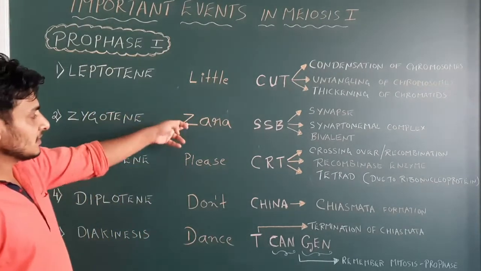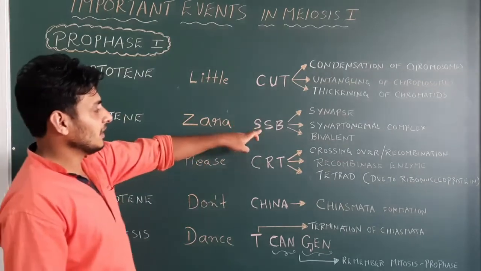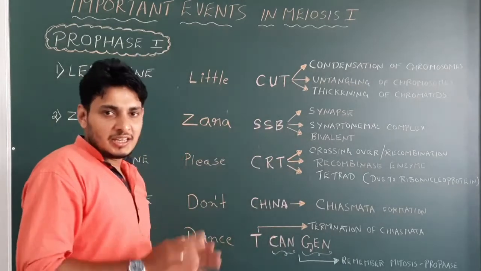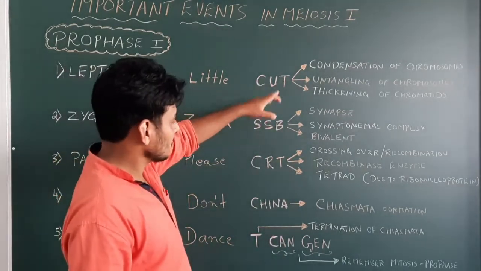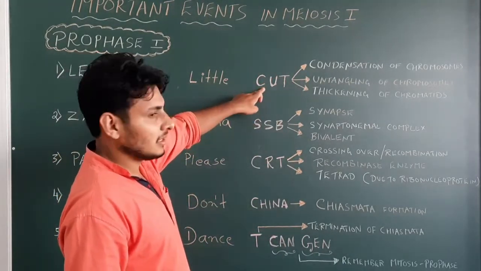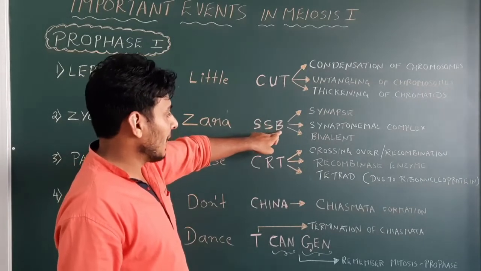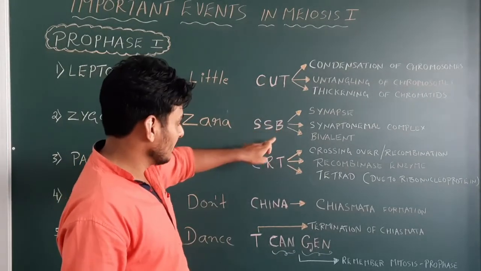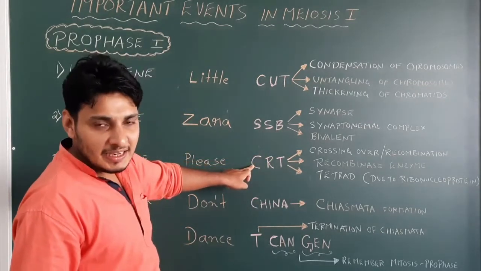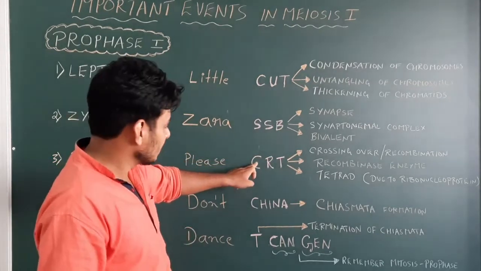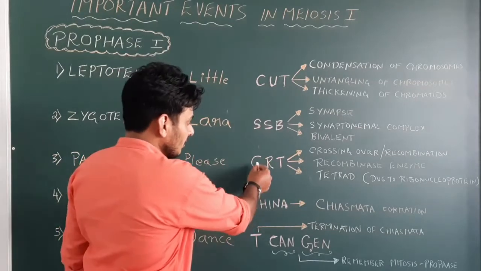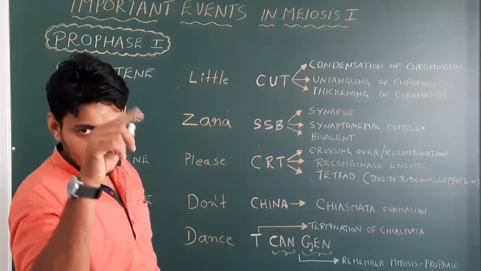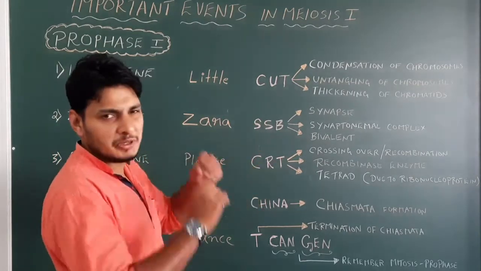Zygotene, again Zara is there, Z, zygotene. Here I have written 3 alphabets, S, S, B. If you have any confusion, you can remember this in this fashion also: Syndicate and State Bank, SSB. Put it into a cart, C-A-R-T. Here only C-R-T is there. If you want, you can add the A in small letter. Just put them into a cart.